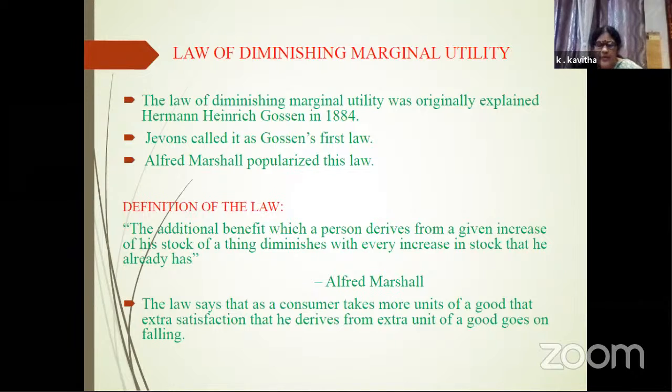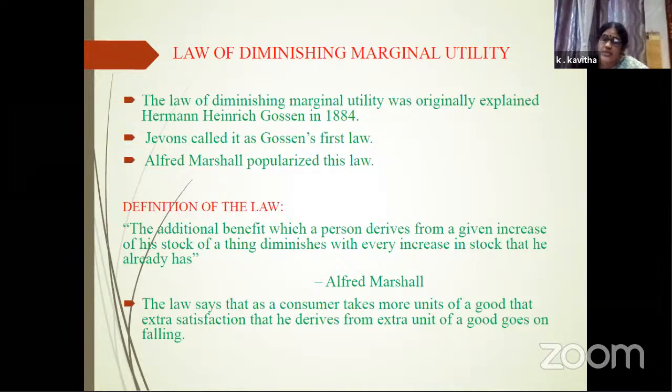So if we are going on using 1 plus 1, 1 plus 1, going on adding, if we are increasing the stock and going on adding, what happens to the utility? The additional benefit which is derived from the increase of his stock diminishes when we add one more good and go on increasing.